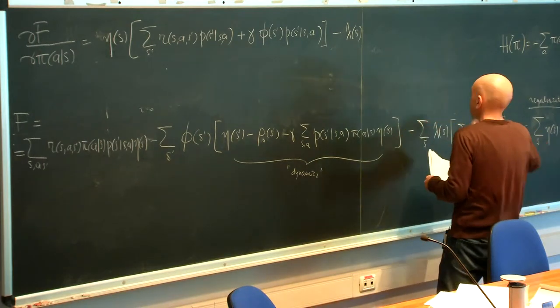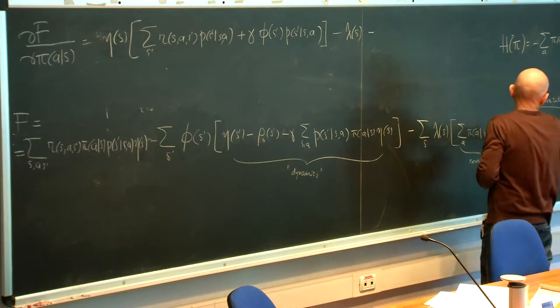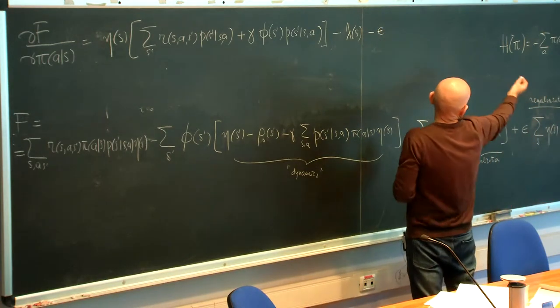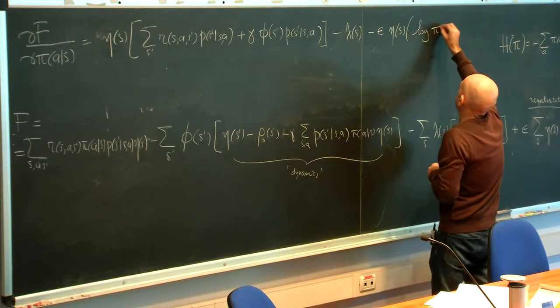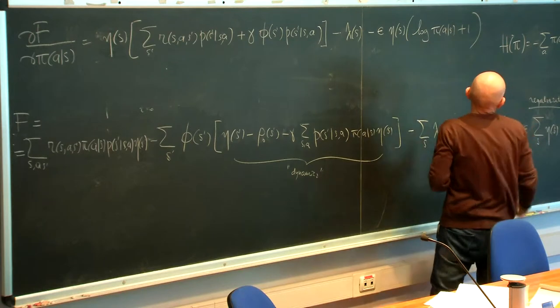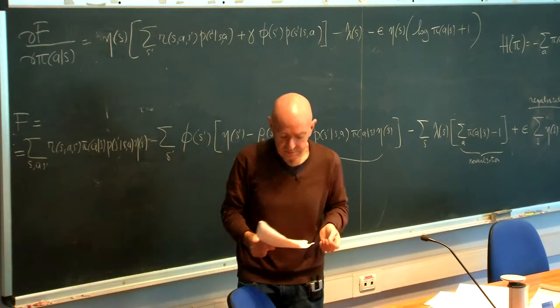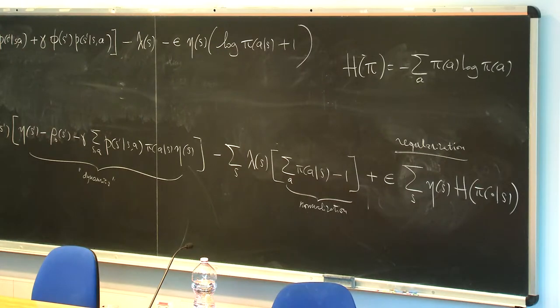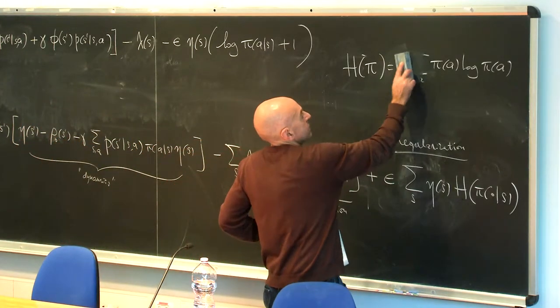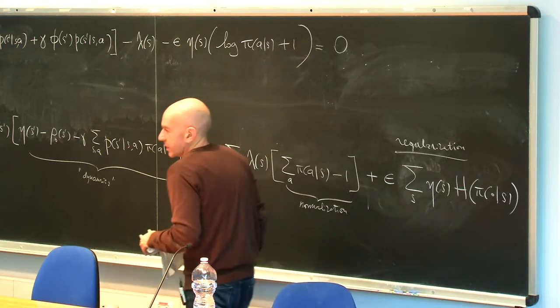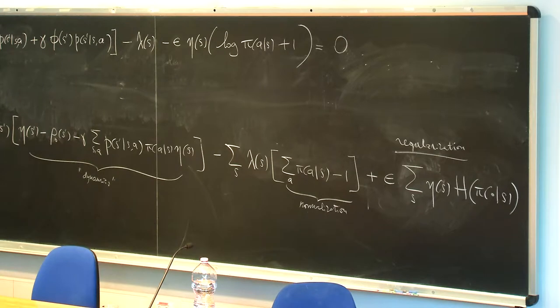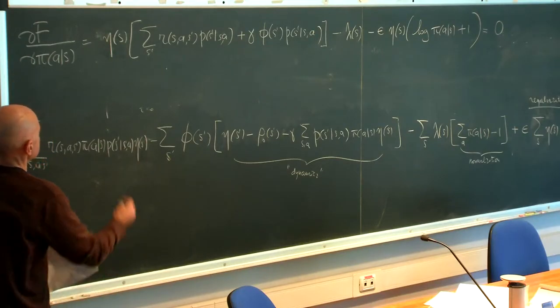And finally, I have to differentiate this quantity, which brings me a minus, and then an epsilon. And then I have eta of S, and then the logarithm of pi A S plus 1. That's the derivative of X log X. And like I said, I can now set this thing to zero because I convexified my problem. Now, let's write it down immediately.